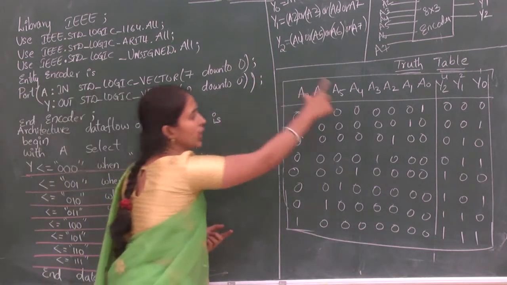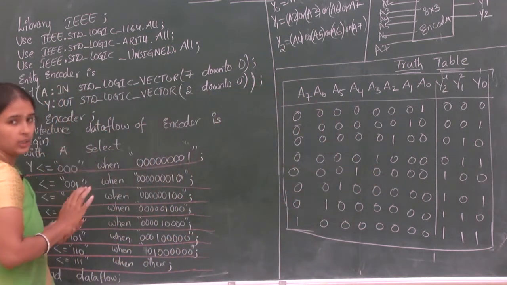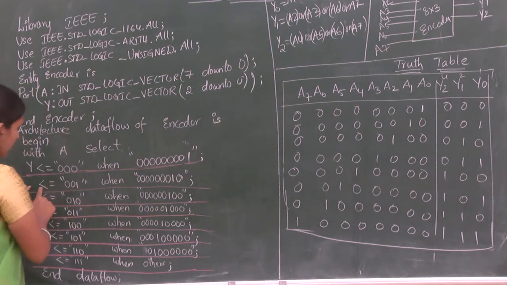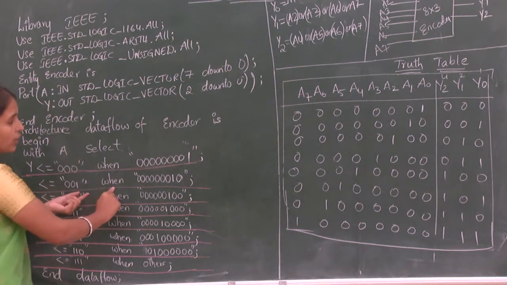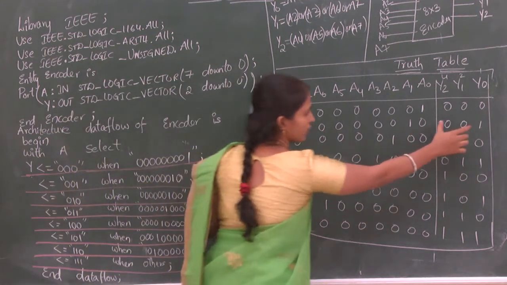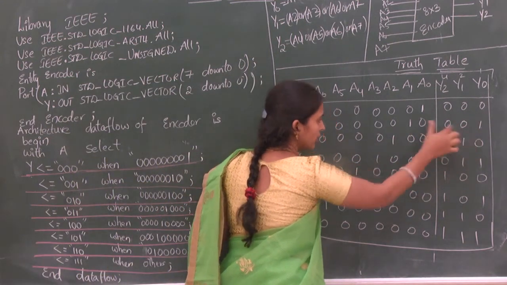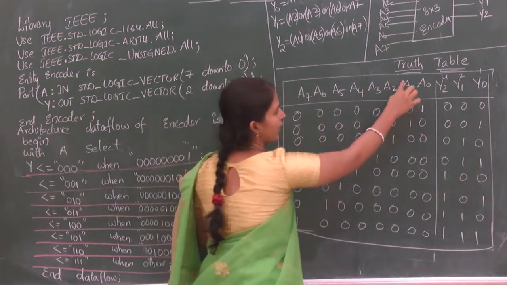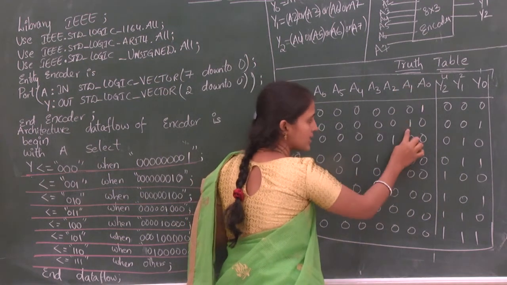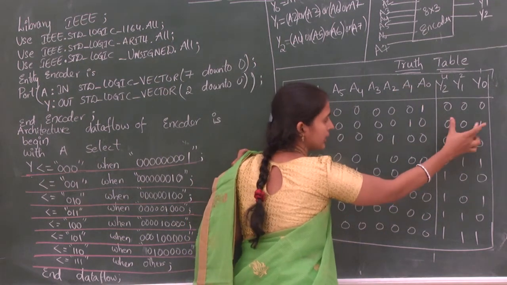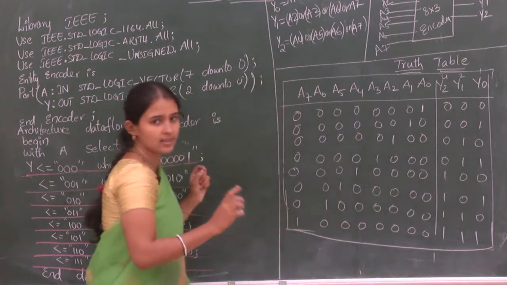Based on your truth table, I am writing this code, the data flow model. At the same time, y is equivalent to 0, 0, 1 when you are getting this output, when you provide this a1 as high. If a1 is high, then only you will be getting 0, 0, 0, 1 as your output.